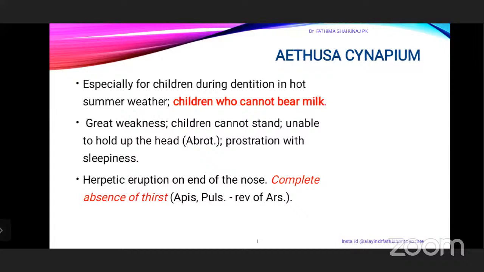Similar symptoms can be seen in Apis and Pulsatilla. In Apis, thirstlessness in anasarca or ascites, and in Pulsatilla, thirstlessness is nearly present in all the complaints. And Arsenicum album is the reverse. In Arsenicum album, burning thirst without special desire to drink, and the stomach does not tolerate it. So these are the comparative symptoms.